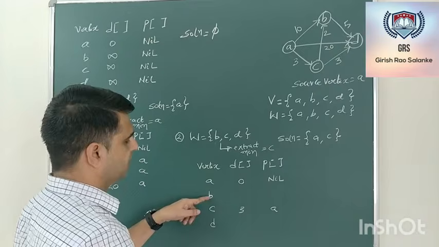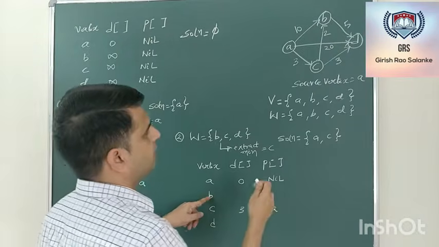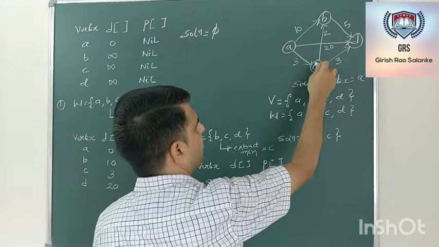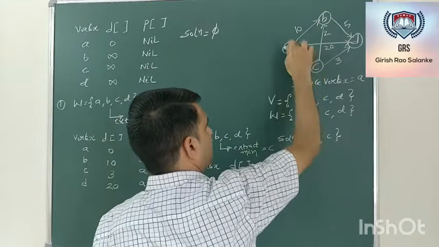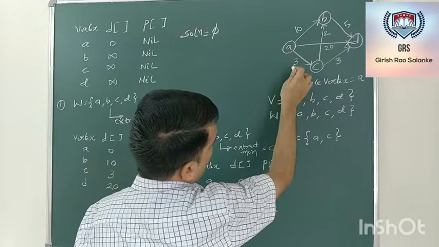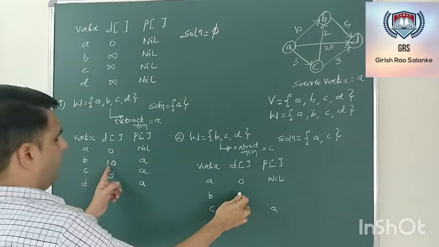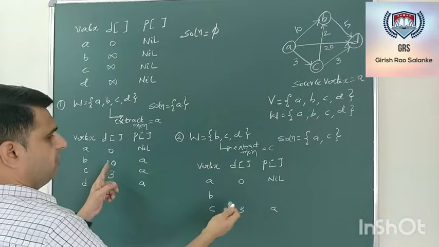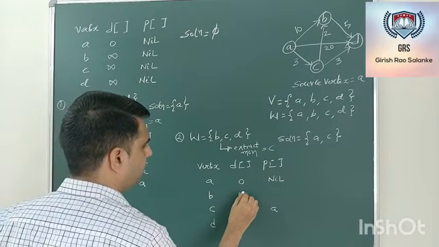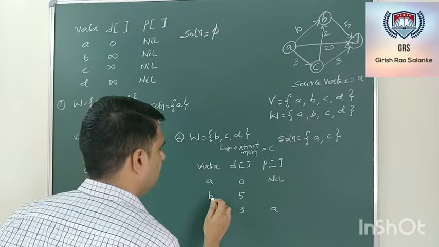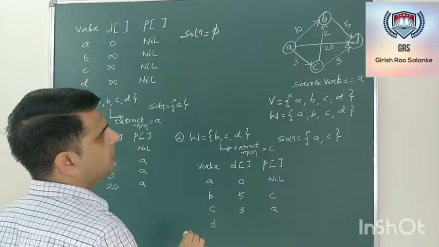Now I need to update the distance to B from C. From C, is there a path to B? Yes. To reach C, it was 3 kilometers. Now 3 plus 2 is 5. Compare 5 with 10. Which is less? 5. So this needs to get updated to 5, and the parent of B now gets updated to C.